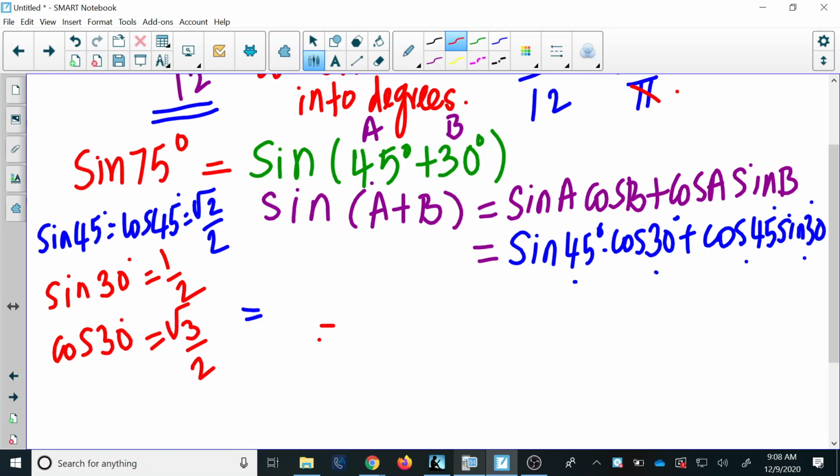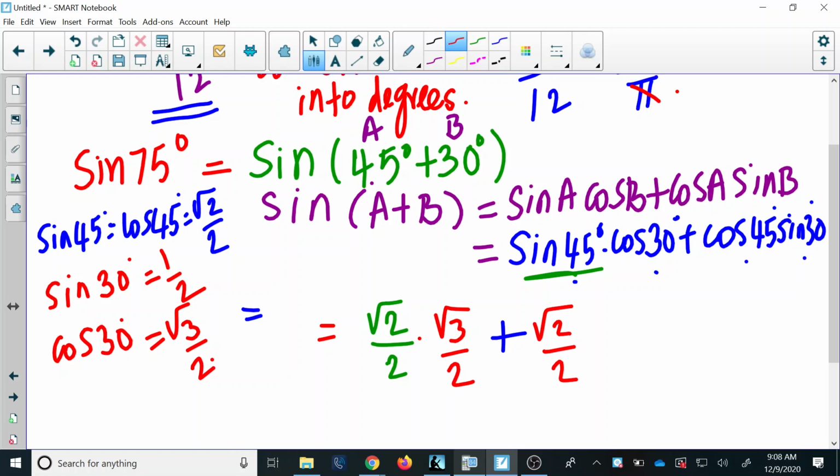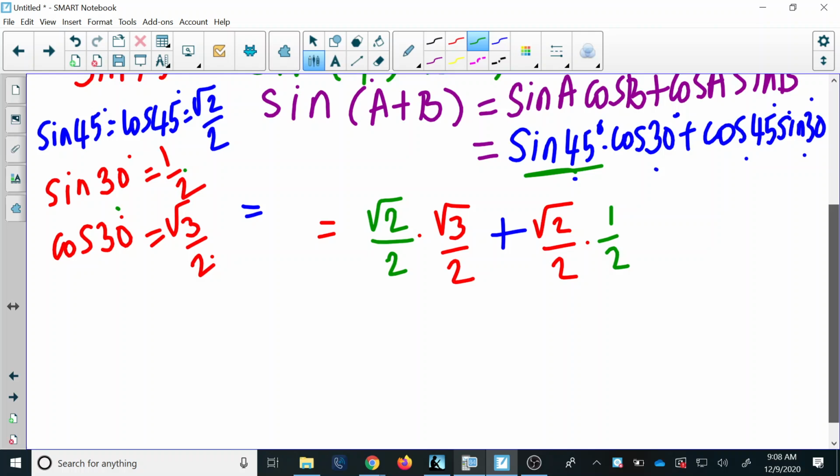So I'm going to substitute these values in this formula. Sine 45 is square root of 2 over 2. What is next? Cos 30, which is square root of 3 over 2. Then plus cos 45, which is again square root of 2 over 2, times sine 30, which is 1/2. Now we need to simplify this and then we are done.